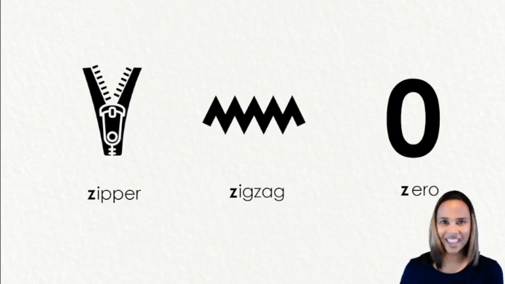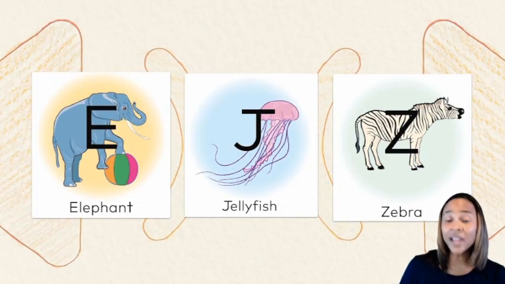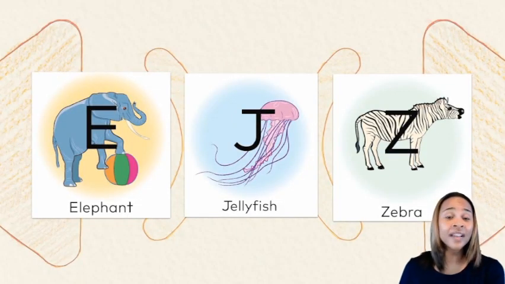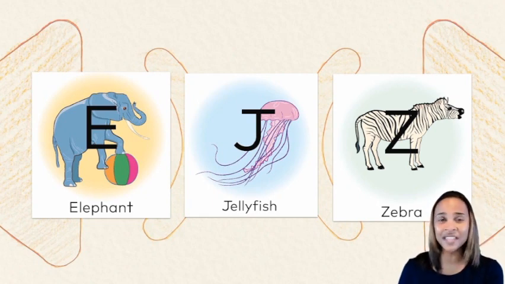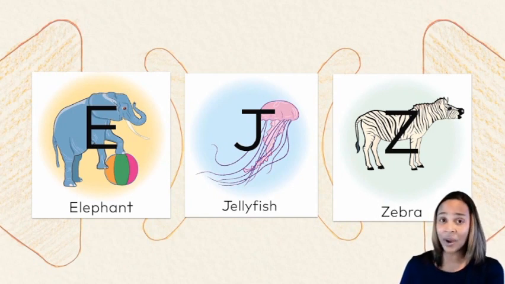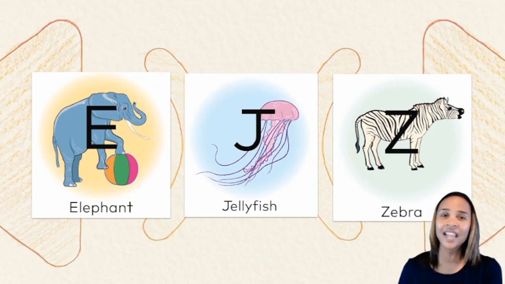Nice job thinking. We are going to use the word elephant as the key word to help us remember the sound for the letter E. And we're going to use the word jellyfish to help us remember the sound for the letter J. And we're going to use the keyword zebra to help us remember the sound for the letter Z. Remember, the key words are the keys to unlocking the sounds that we hear.